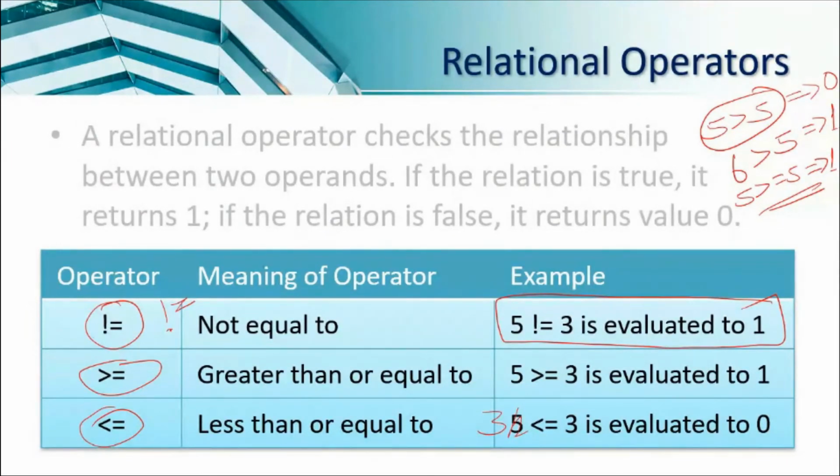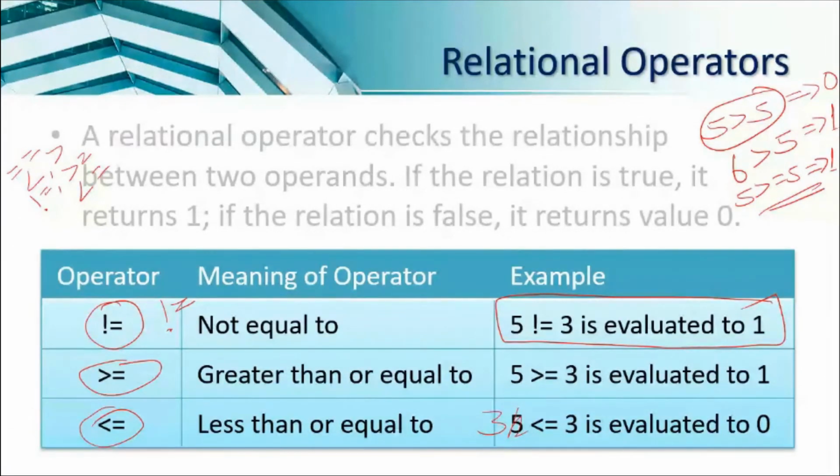That is 3 is equal to 3. So there are 6 relational operators. One is the double equal to, then less than, greater than, then not equal to, then greater than or equal to, then less than or equal to. So you must remember the order in which these two symbols are inserted. This is greater than first, then equal to. Here it is less than first, then equal to. Otherwise, it won't work. There may be compilation errors.